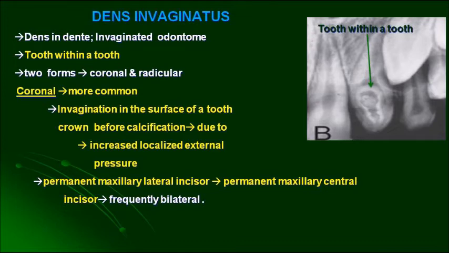Dens invaginatus, the tooth within a tooth appearance, is mostly seen in which tooth? That is a very important question. It is commonly seen in the permanent maxillary lateral incisor, and the second most common tooth will be the permanent maxillary central incisor. So these are two important teeth in which you can see dens invaginatus. Remember that point, tooth within a tooth appearance is most commonly associated with the permanent maxillary lateral incisor.